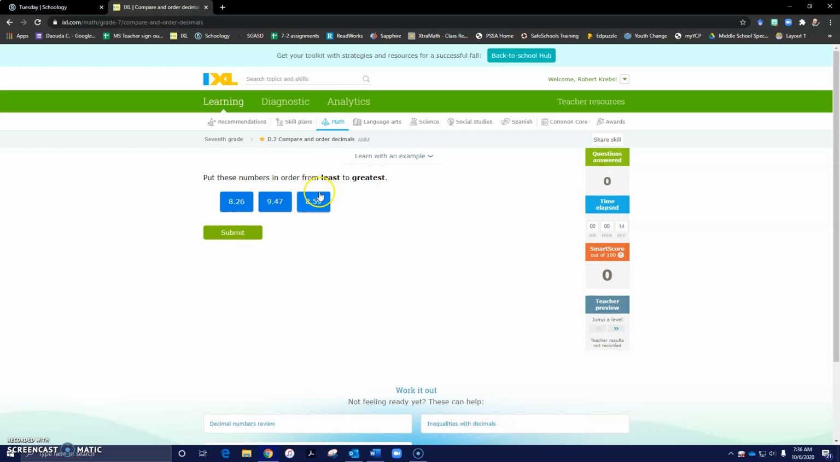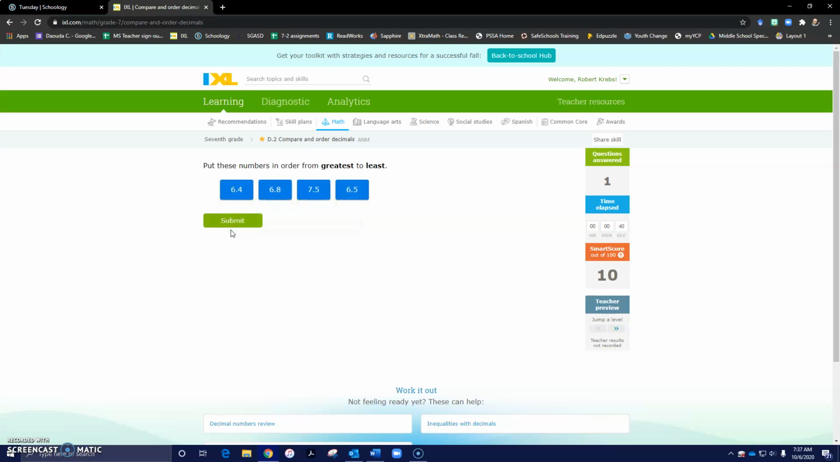Well, if I think of this in terms of money, think of the least amount of money. Well, the least amount of money is right here, $8.26. That's already in the right place. What's the next highest amount? Is it $9.47 or is it $8.59? Well, obviously it's $8.59. You can just look at the whole numbers in that case. And then last but not least, I have $9.47.